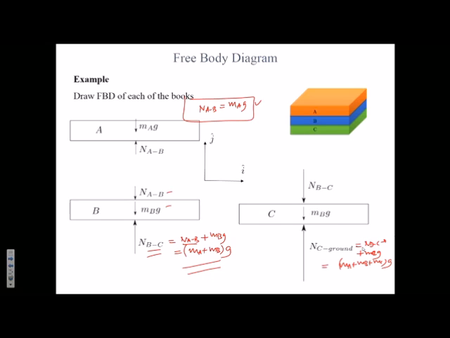Right? Because if you were to draw a free body diagram of A, B, and C together as a system, what forces would you show? You would only show the normal reaction from the ground, and you'll show all the gravitational pull, and they'll balance out. So you'll get the same answer. Yes? Does that answer your question?